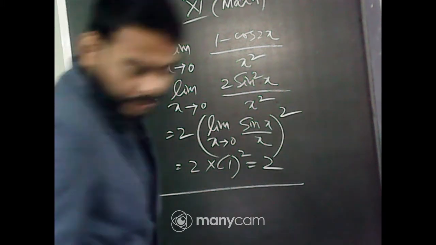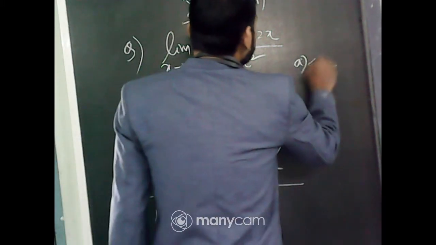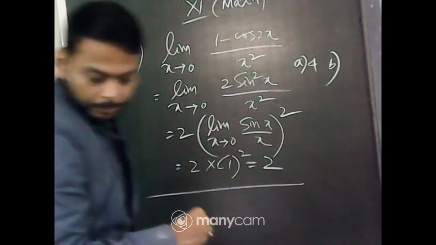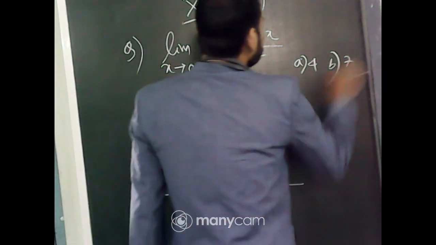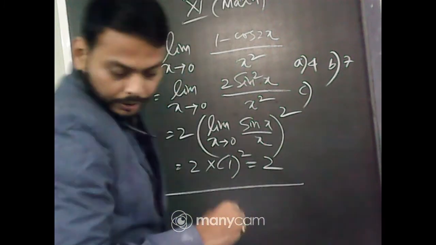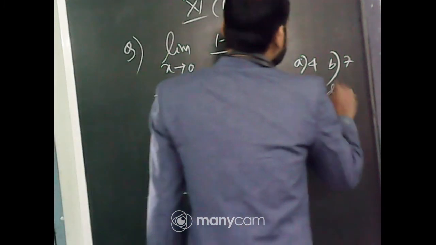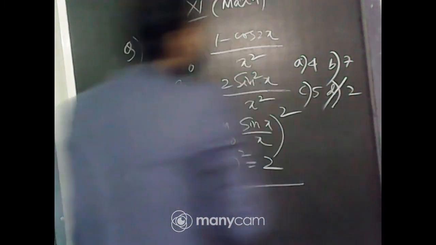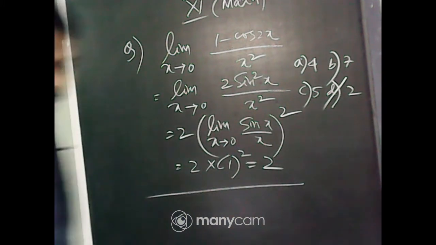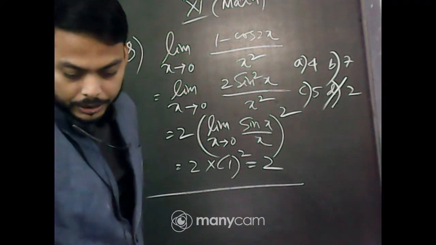Here are 4 options, that is option A 4, option B 7, option C 5, and option D, that is 2. So option D is the correct answer, isn't it?